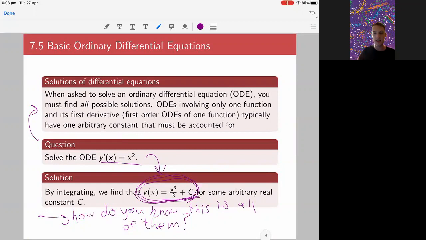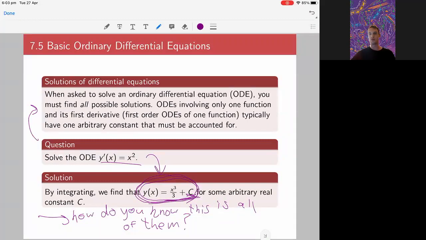So I hope that makes sense. Basically, the reason that plus c is here, and we know that that's all of the solutions, is that the constant functions are the only functions whose derivatives are constant. So it's the only function you can add for free without changing the derivative. So that's essentially why we've found all of the solutions here.